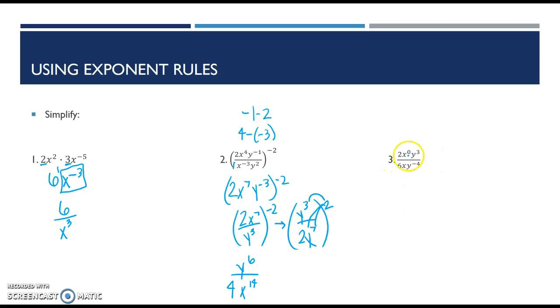And for the last one, I have 2x to the 0, y cubed over 6x, y to the negative 4. I'm going to start by looking at my coefficients. I've got 2 over 6. That's going to simplify to a 1/3. I recognize that x to the 0 is just going to cancel out and become 1. So that means my x is going to stay on the bottom. And then I've got to do subtraction with my y exponents. 3 minus a negative 4 becomes 3 plus 4. So I have y to the 7th. And that ends up being as far as I can go. I can just rewrite it without the 1 on top. Just using your exponent rules.